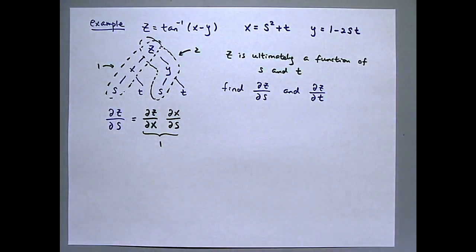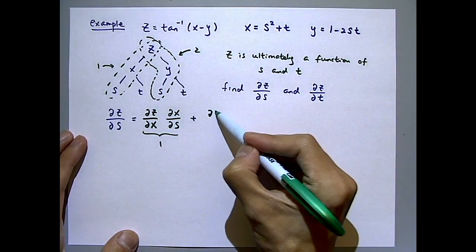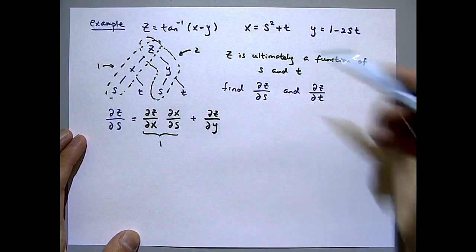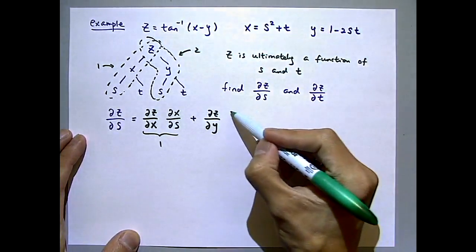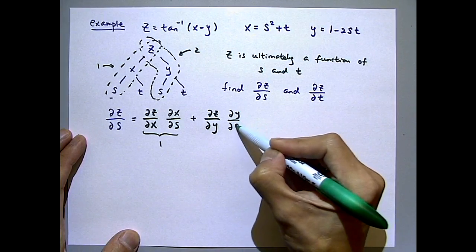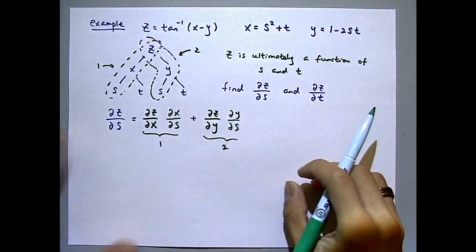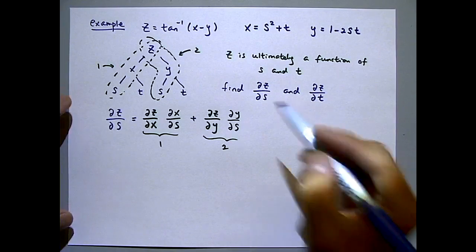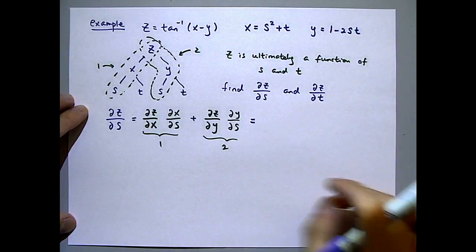Now we need a second route here. Funny d z, funny d y, right? And then y to s, another partial derivative. So that's our route number 2. Does it make sense up to this point? Nod your head if yes, so I can see. Good, wonderful. All right, now let's fill in the details.